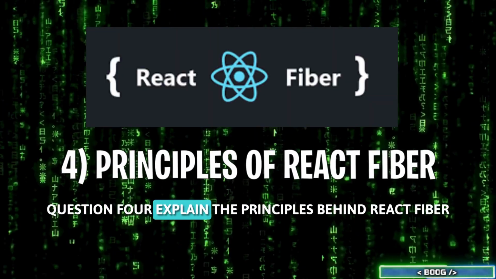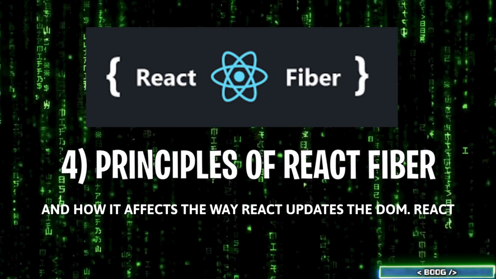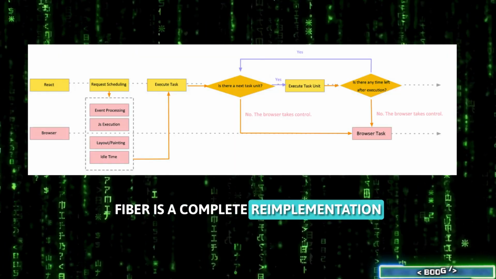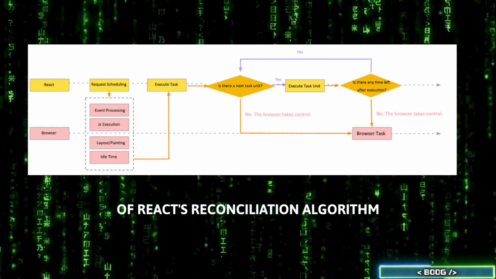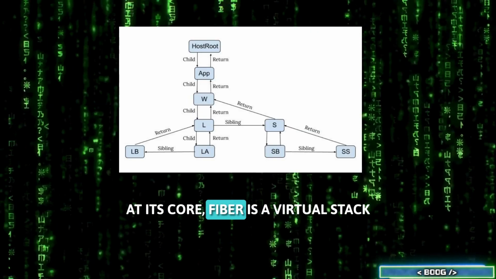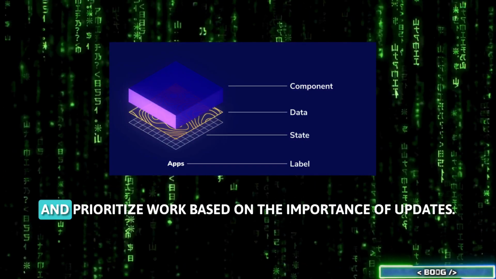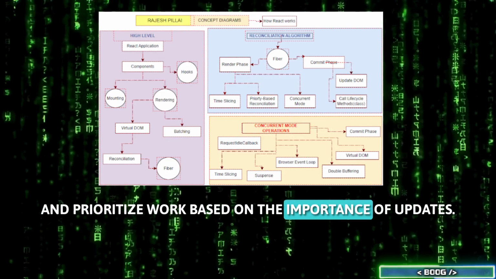Question 4. Explain the principles behind React Fiber and how it affects the way React updates the DOM. React Fiber is a complete re-implementation of React's reconciliation algorithm, introduced to enable asynchronous rendering. At its core, Fiber is a virtual stack frame mechanism that allows React to pause, resume, and prioritize work based on the importance of updates.